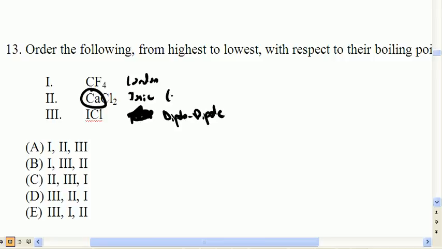Okay, so this is going to be first, second, third. They went from highest to lowest, so 2, 3, 1, C.